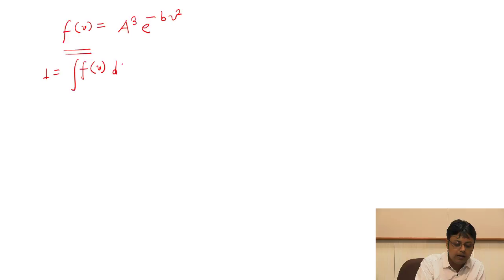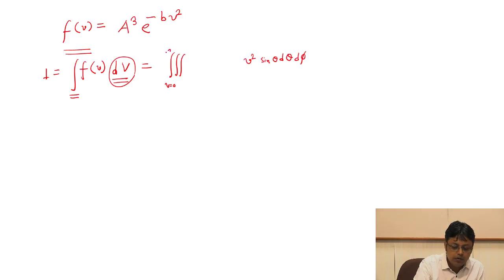The total probability must be equal to 1. So if I integrate it over the entire volume, I should get the value equal to 1. This volume, again, is in the velocity space. Part of the dv we have already calculated, integrating over theta and phi. The volume element was v square sine theta d theta d phi, a triple integration over v from 0 to infinity, theta from 0 to pi, and phi from 0 to 2 pi. Out of those three, two are done already, so all we have to do is evaluate the integral from 0 to infinity.